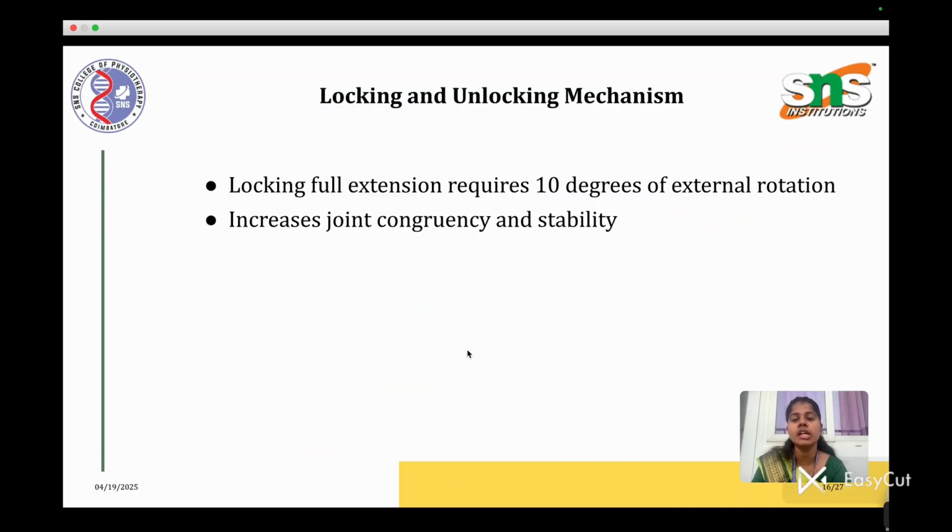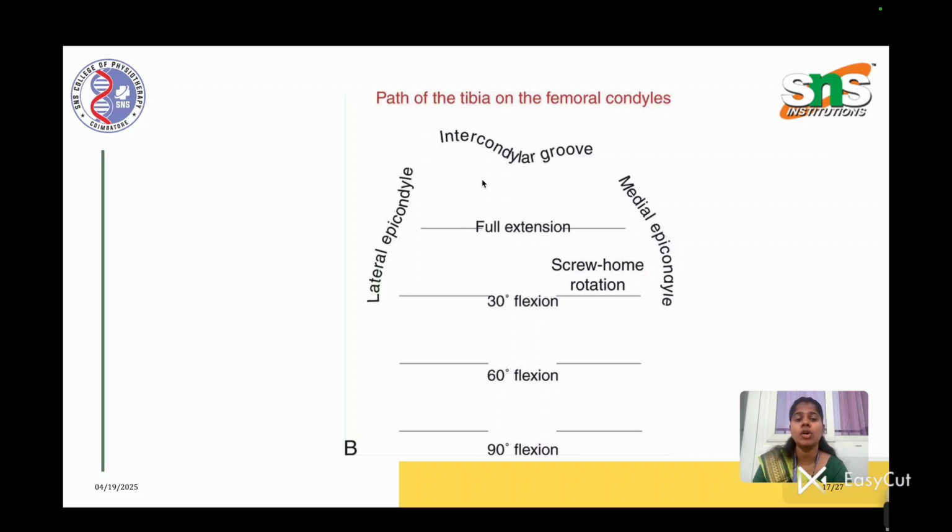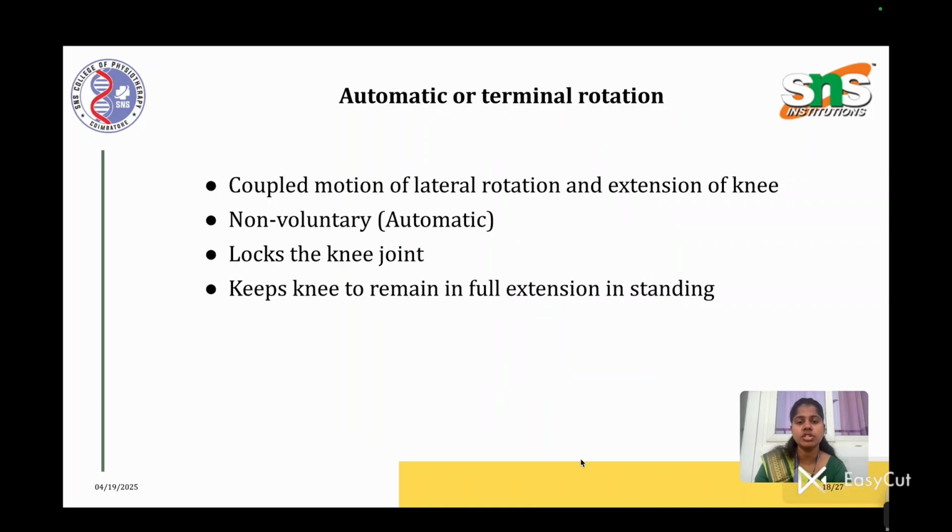Coming to the locking and unlocking mechanism, locking in full extension requires 10 degrees of external rotation. It increases the joint congruency and stability. This is nothing but the representation of the lateral epicondyle, medial epicondyle, and intercondylar groove of the femur. When it is fully extended, it comes to the level of this, whereas in 30 degrees of flexion, 60 degrees of flexion, and 90 degrees of flexion.